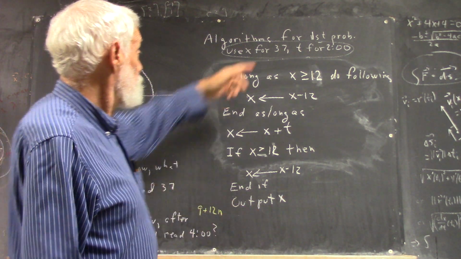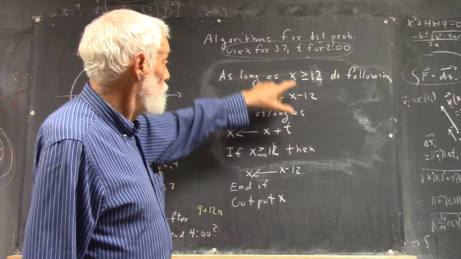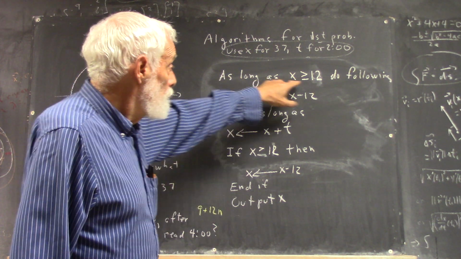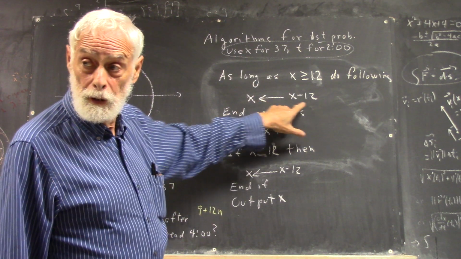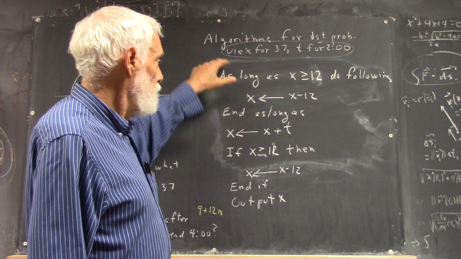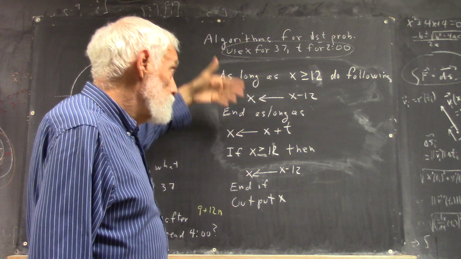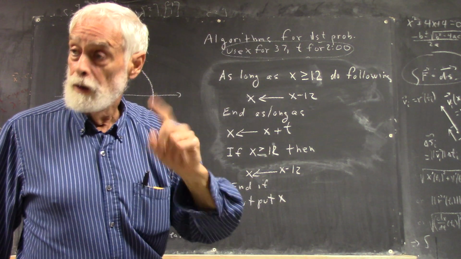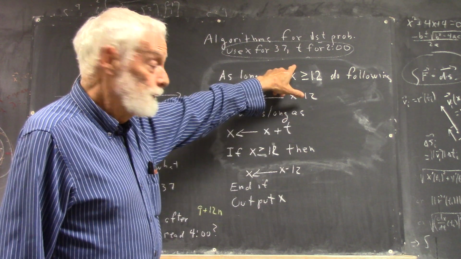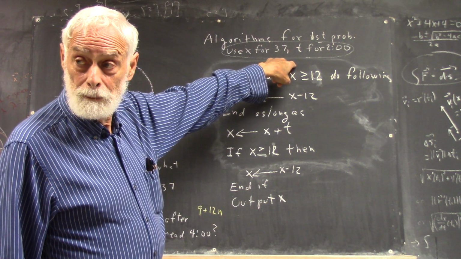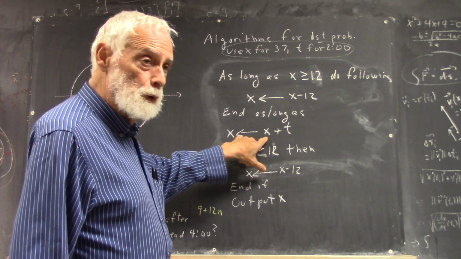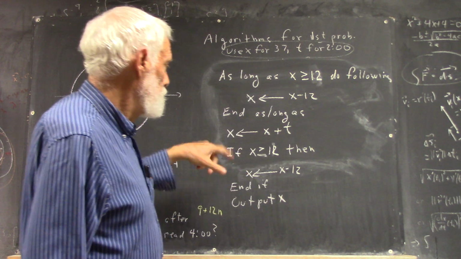Well, if x is 37, you're going to subtract 12 from 37, you're going to get 25, right? Now, x is now 25. It's still greater than or equal to 12, so we do it again. We subtract 12 and we get 13. We're not ready to end the as long as thing here. X is still greater than or equal to 12, so we subtract 12 again, we get 1. Okay? And then that's the end of it, because this condition is no longer satisfied. So we drop down to here and we add x to t. X is 1, t is 2. We add them, we get 3, and that's it.